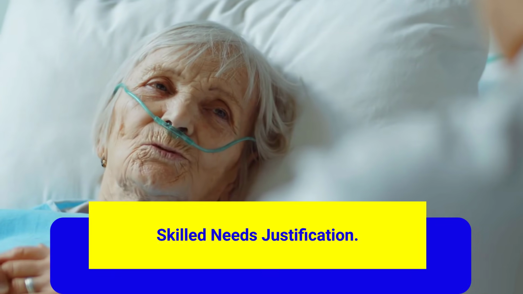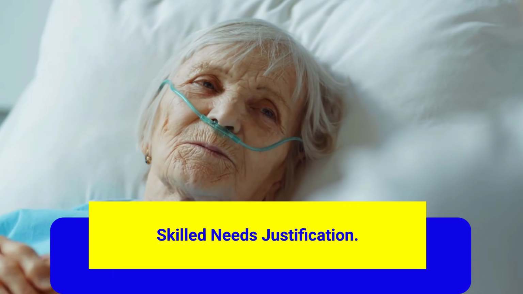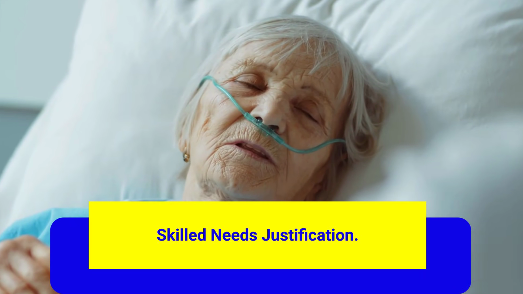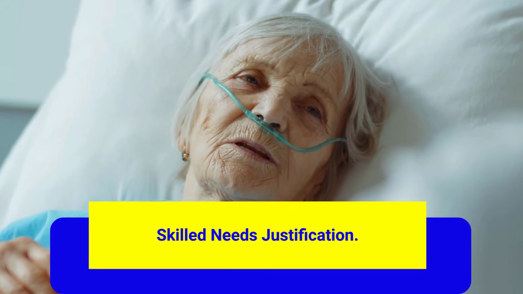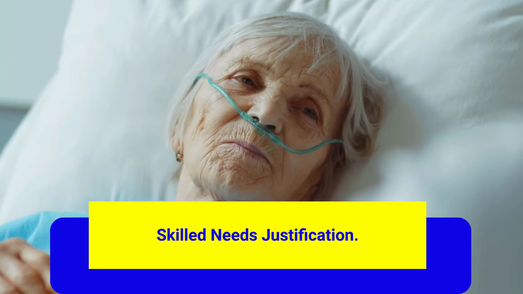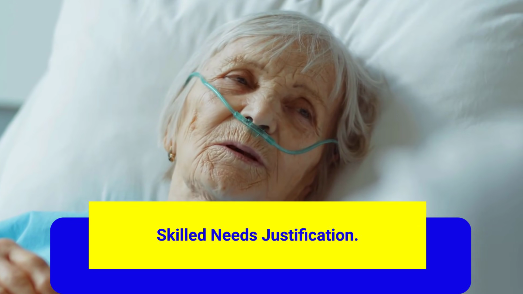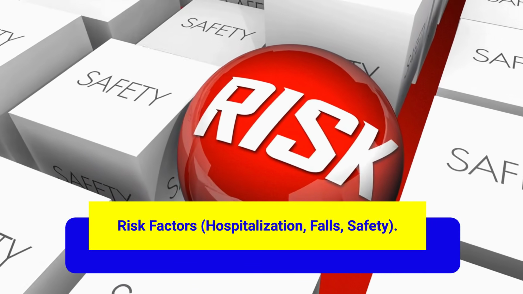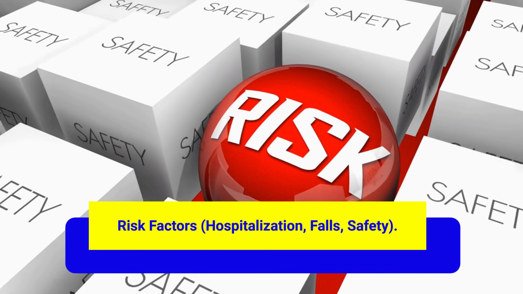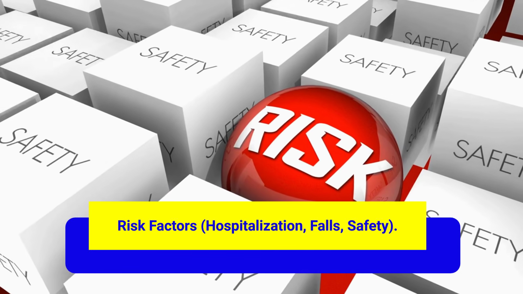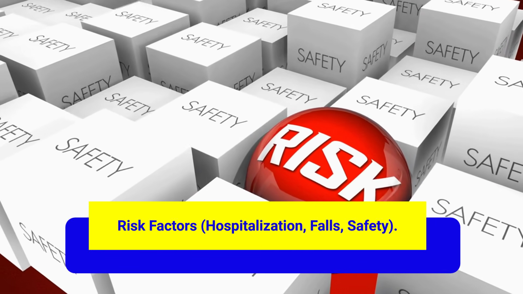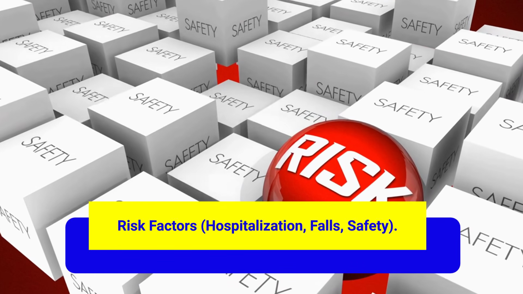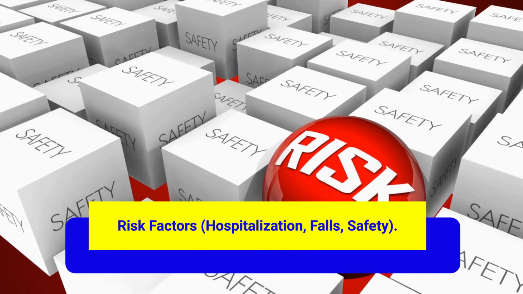Skilled needs, justification. Example: skilled nursing required for cardiopulmonary assessment, education on daily weights, and medication teaching for new diuretic medication, Lasix. Physical therapy needed for gait training, strengthening, and fall prevention. Risk factors, hospitalization, fall safety. Example: patient is at high risk for hospitalization due to unstable CHF, polypharmacy, and history of frequent falls. Safety risks identified in the home include cluttered walkways and absence of grab bars.